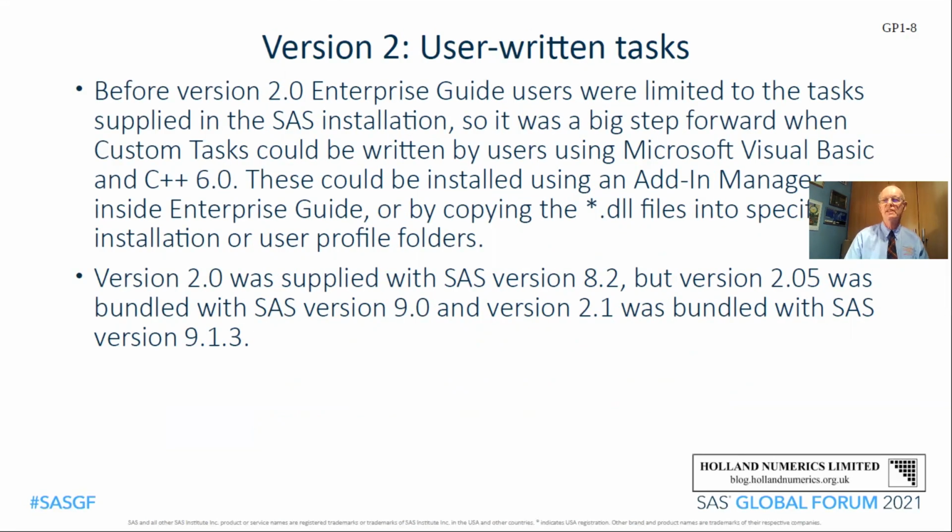Version 2 came along without the Microsoft agents. But in version 1, there had been SAS supplied tasks which were encapsulated program generators. In version 2, users were allowed to write their own, which was a big step forward because there were gaps in the functionality of Enterprise Guide, and this allowed users to actually create their own versions, which, because they were user written, could be themed to match their company's color schemes and general functionality.